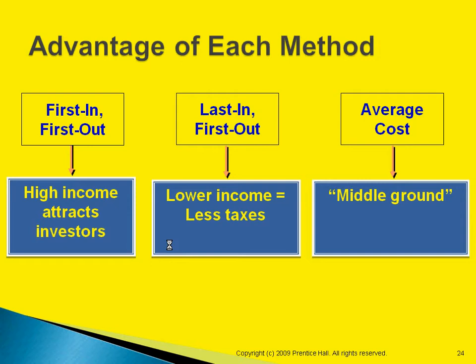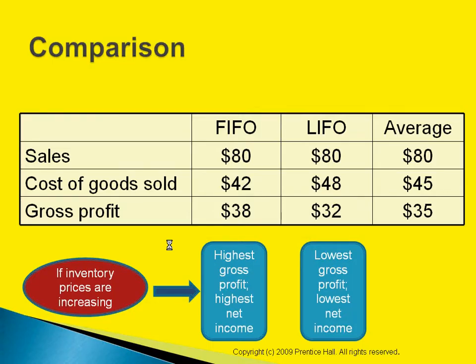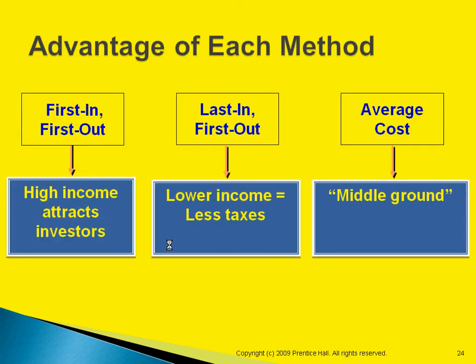The advantage of FIFO: its ending inventory approximates the current replacement costs. Think about that. Why so? Well, the most recent costs are left on the balance sheet. That's why it approximates the replacement cost. So that's an advantage of FIFO. If we had to replace all our inventory today under FIFO, we would get a good representation from looking at what is actually there in ending inventory.